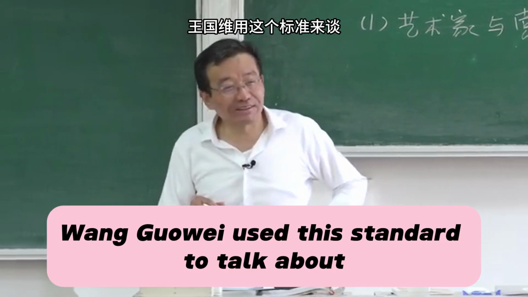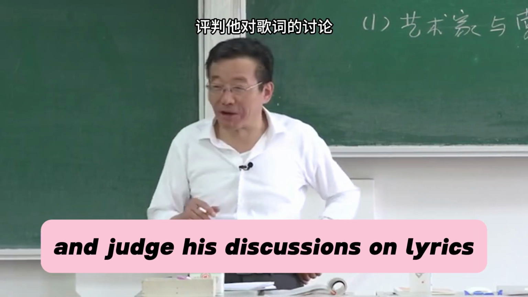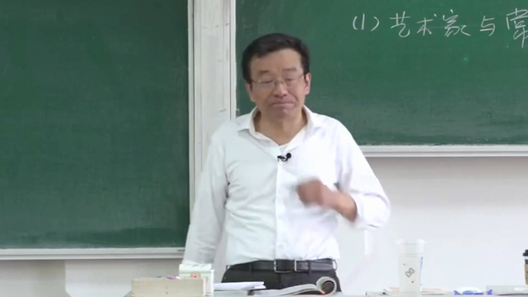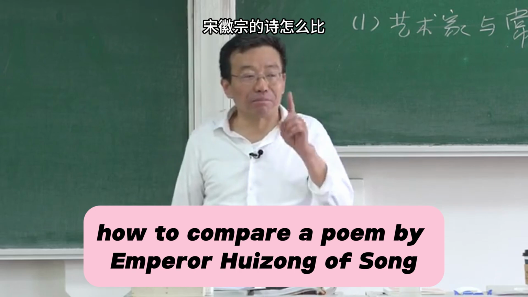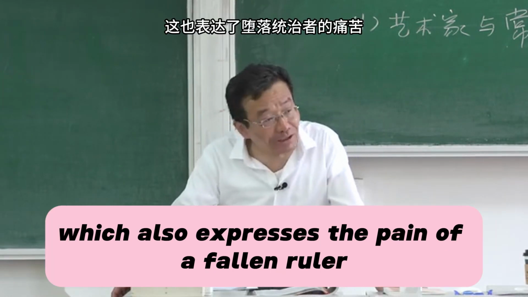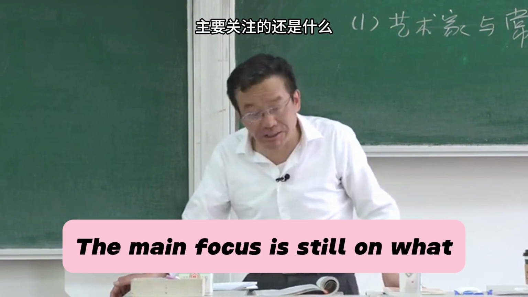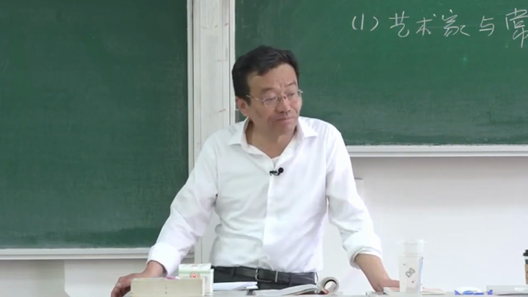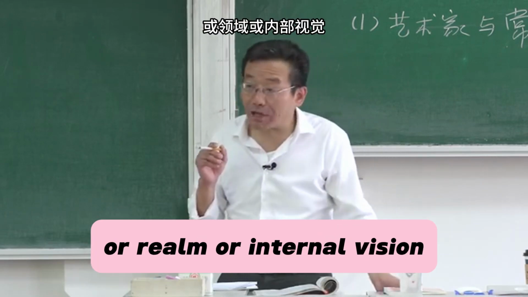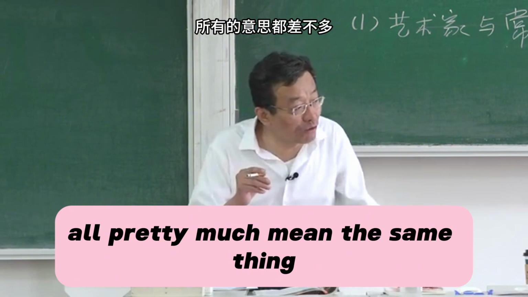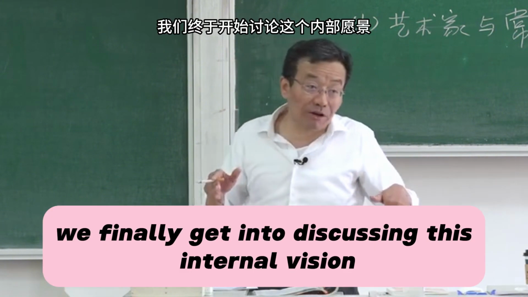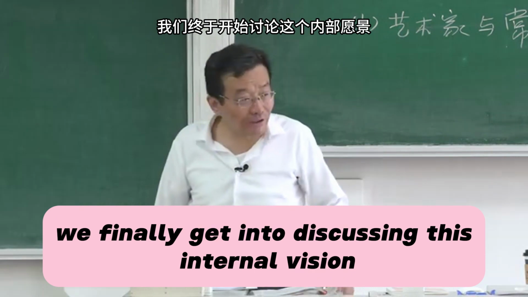Wang Guowei used this standard to talk about and judge his discussions on lyrics, and he had to get into the nitty-gritty of specific lyric works, you know? For instance, how to compare a poem by Emperor Huizong of Song, which also expresses the pain of a fallen ruler, with a poem by Liu? The main focus is still on what? Realm. Transformation of the environment, or realm, or internal vision, all pretty much mean the same thing.